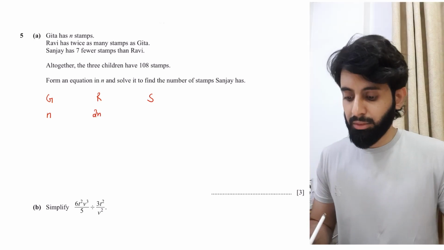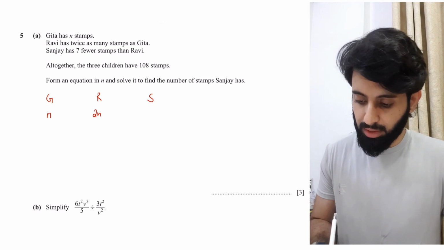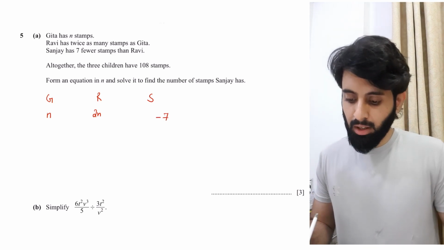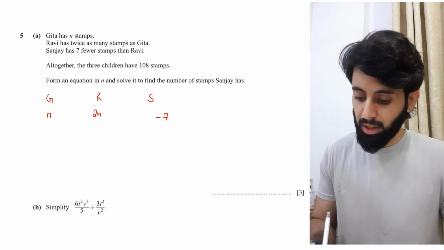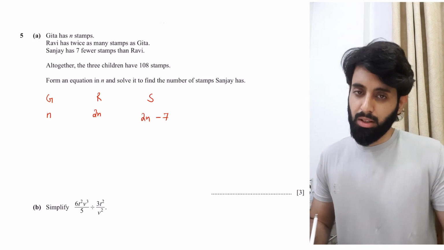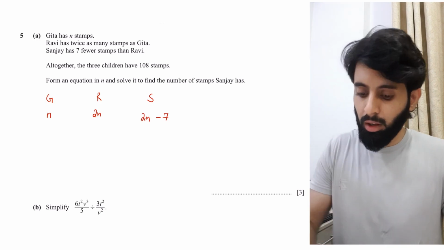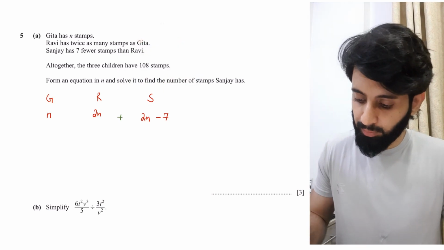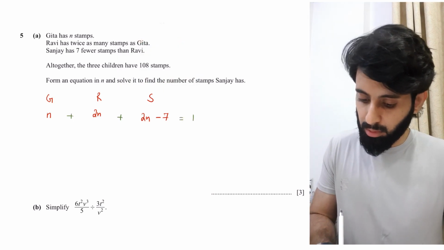Sanjay has 7 fewer stamps than Ravi, so 7 fewer basically means minus 7. 7 fewer than what? 7 fewer than Ravi. So Ravi has 2n stamps, therefore Sanjay has 2n minus 7. Altogether basically means their sum, which according to the question is equal to 108.